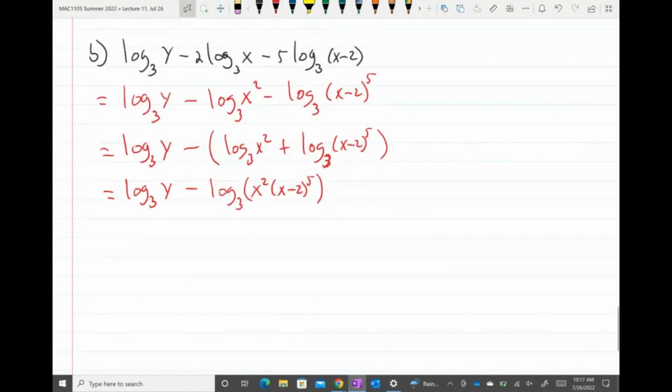And then, make it a single log. And finally, we can do log base 3 of y over x squared times (x minus 2) to the 5th. Good. Any questions?